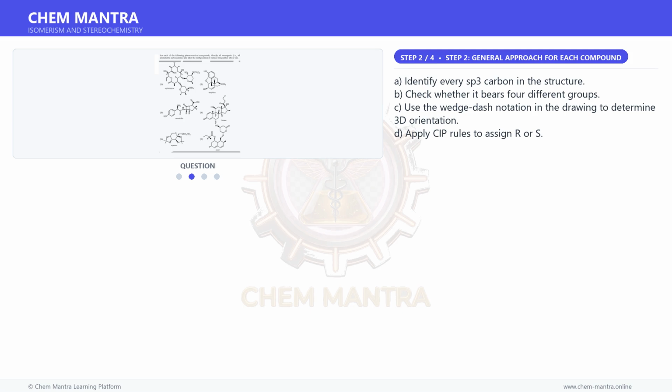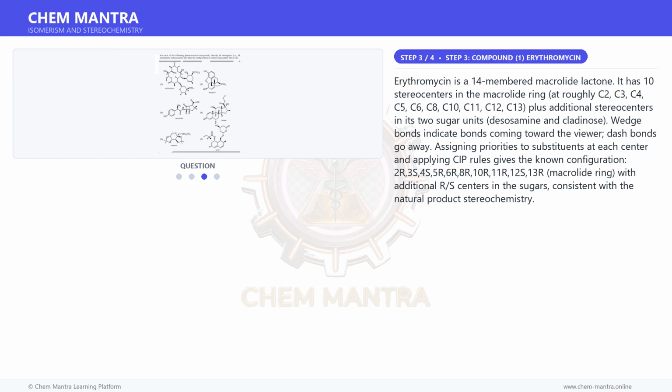A. Identify every sp3 carbon in the structure. B. Check whether it bears 4 different groups. C. Use the wedge dash notation in the drawing to determine 3D orientation. D. Apply CIP rules to assign R or S. Moving on to the next step.